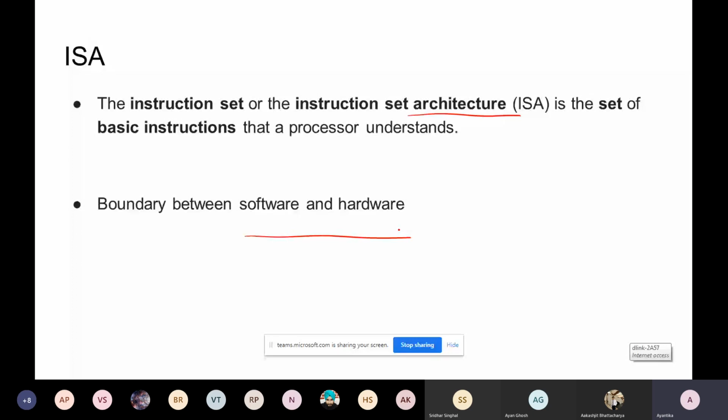So basically this instruction set architecture is bridging the gap between the software code, the set of instructions, whatever you name it, whatever I have written, and the back-end hardware. It is the boundary, it is the bridge. Okay.